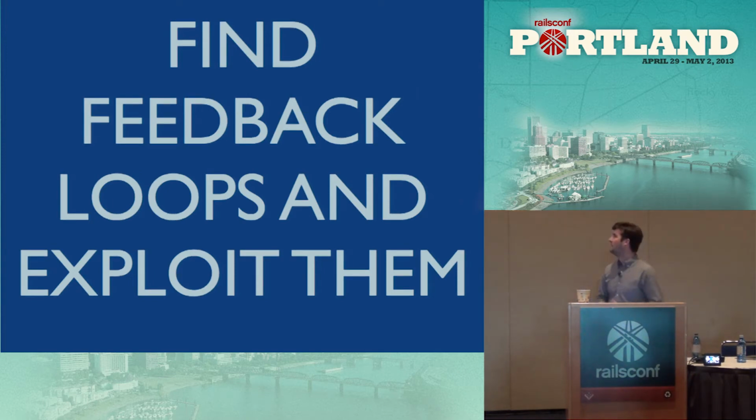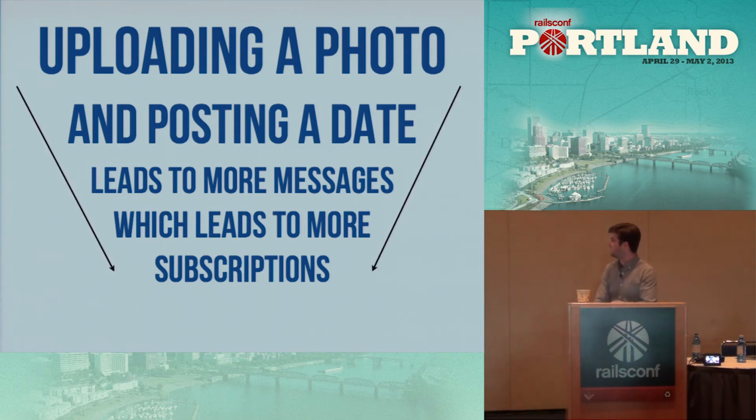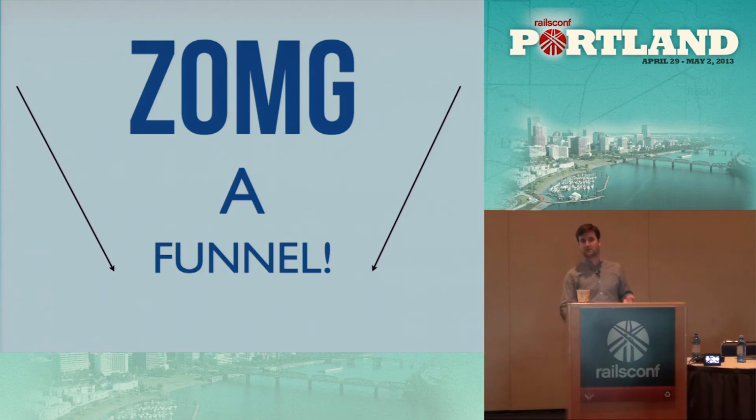So once we start doing this stuff, we're adding hooks into our application to try to move different levers back and forth. We want to basically expand our conversion funnel. We want to do that by finding feedback loops and exploiting them. So here's a flow of our site, right? You sign up, you upload a photo, you post a date, you'll probably get some messages, which leads to more subscriptions. So you might be noticing a little pattern here, which is that this is just a funnel, right?